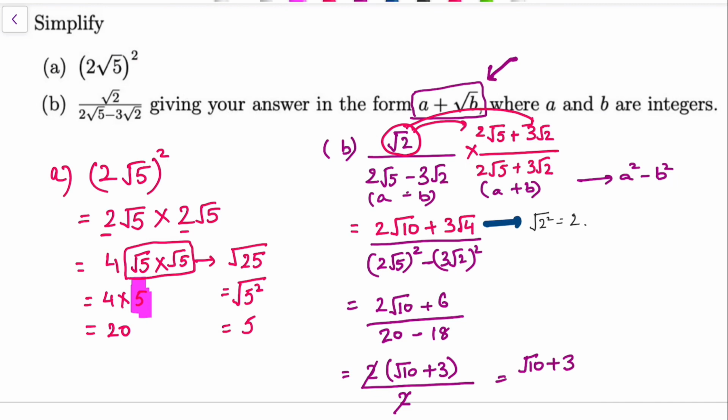Right, now we have to give the answer in the form a plus √b. So √10 is going to be √b, so we can write it as 3 plus √10, and this is in the form of a plus √b. Right, I hope this makes sense.